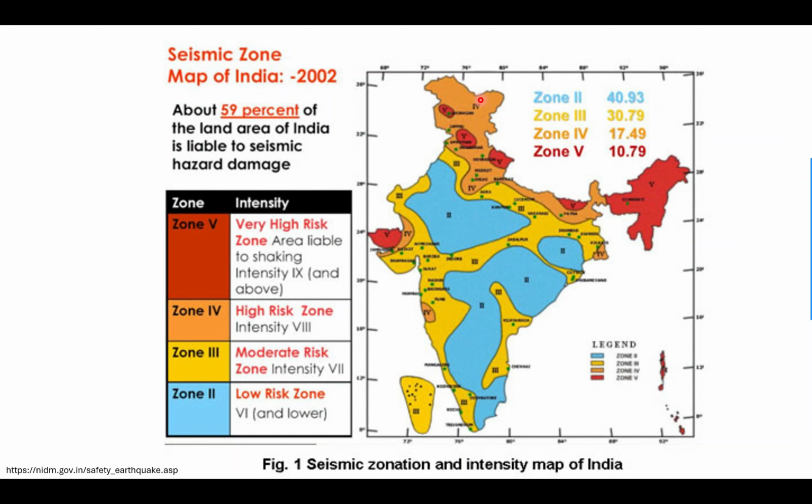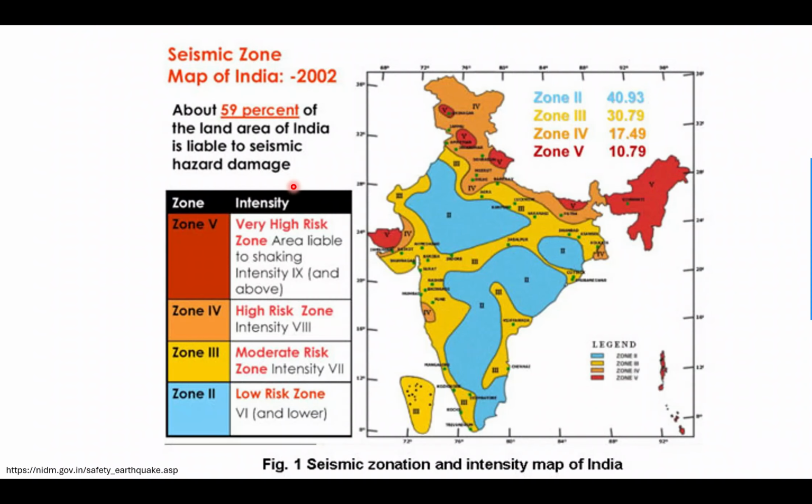are in the very high risk zone because these are the regions that are actually in the transition where the Indian plate and Eurasian plate are meeting. But if you go to Ladakh and all, they are on the other side of that transition region, but still they also experience the same level of risk. So about 59% of the land area of India is prone to seismic hazard and the damages that ensue after an earthquake. So these are all the things that are happening because of the movement of plates.